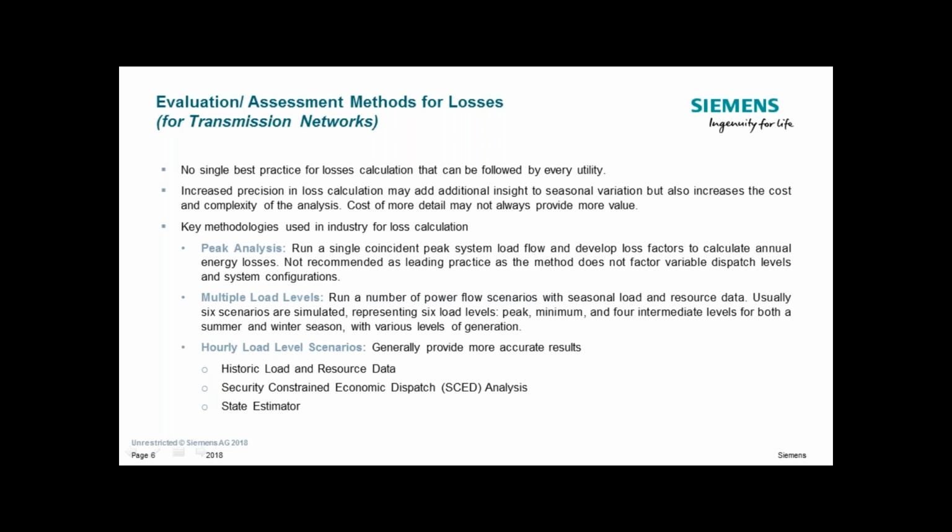Run a number of power flow scenarios with seasonal load and resource data. Usually you can simulate 6 to 8 scenarios, like peak, minimum load, maximum load, and intermediate scenarios, and just compare what the losses are during those conditions. Then another one is the hourly load level scenario, which is based on historian load and resource data, security constrained economic dispatch, and state estimator. So this is how you can do it. There are different ways to do it.